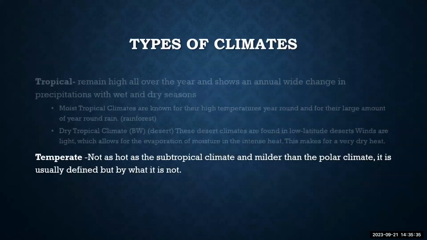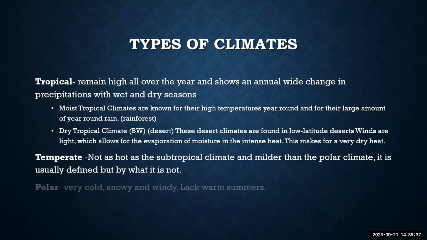And types of climate, we already have some idea: tropical, which remains high all over the year and shows an annual change in precipitation with wet and dry seasons. I won't go on defining everything, but moist and dry, and temperate, which is not as hot as the subtropical climate and milder than the polar climate. It is usually defined by what it is not, like exclusions. And then polar: very cold, snowy and windy, lacking warm summers. I think these are some of the things.